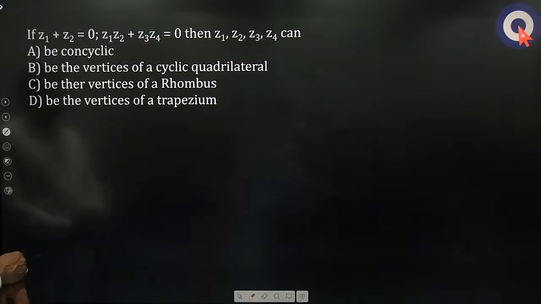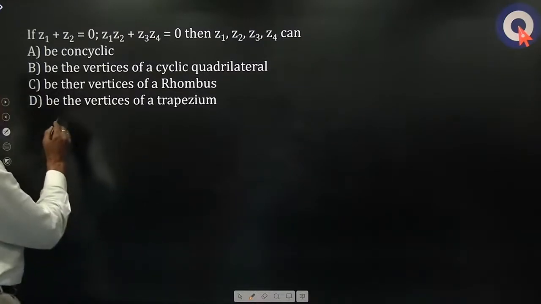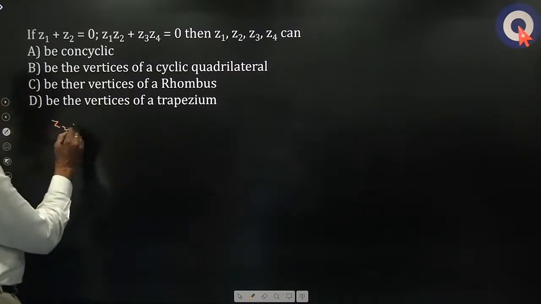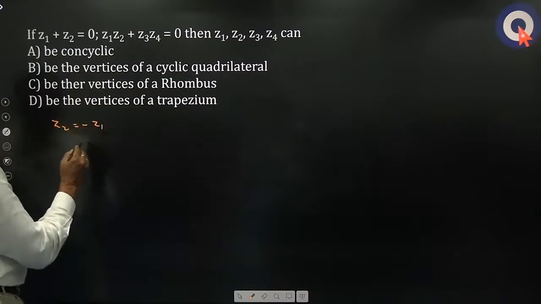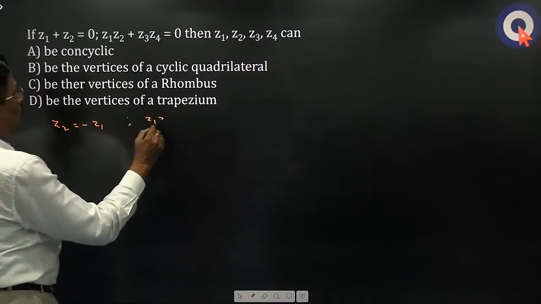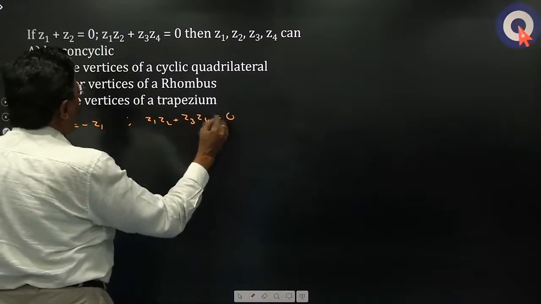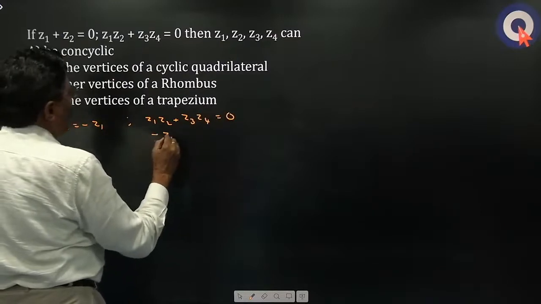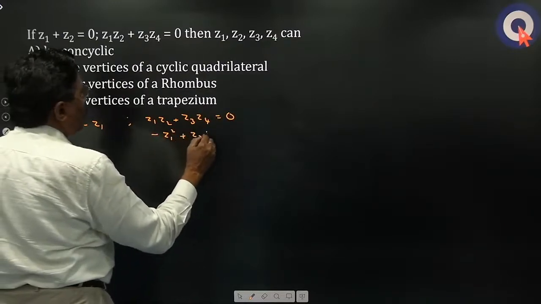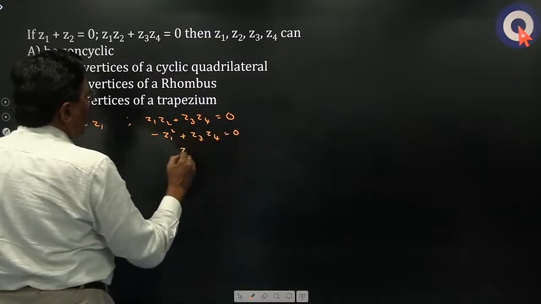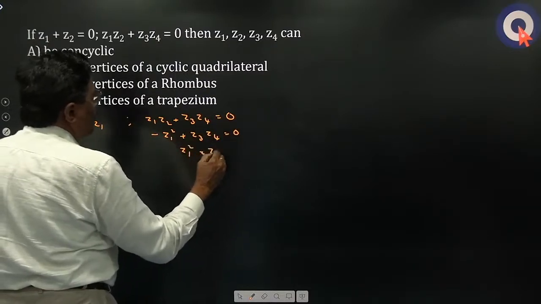If z1 plus z2 is equal to 0 and z1 z2 plus z3 z4 is equal to 0, then what do z1, z2, z3, z4 become? All right. So it is given that z2 is equal to minus z1. Therefore, z1 z2 plus z3 z4 is equal to 0. Since z2 is minus z1, we have minus z1 square plus z3 z4 is equal to 0. So that means we have z1 square is equal to z3 z4.